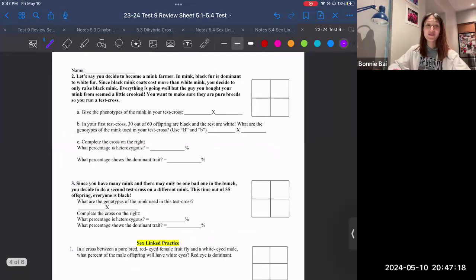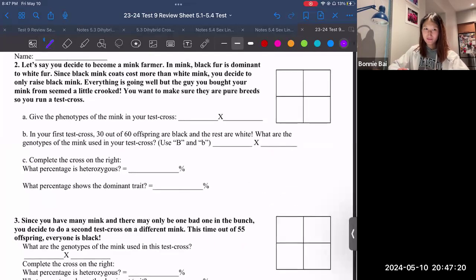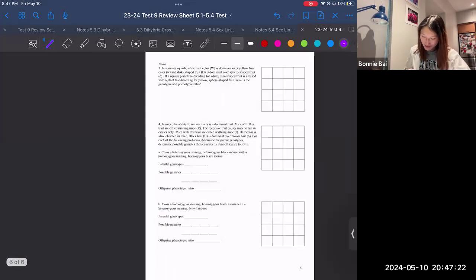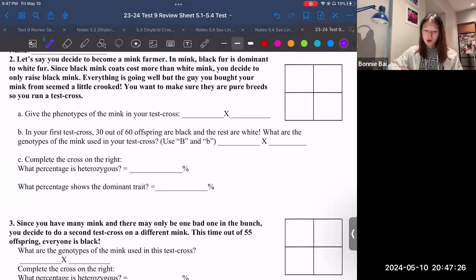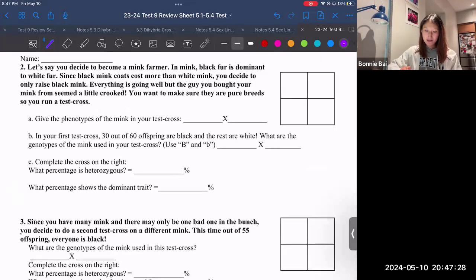Page 3 is done. Only 3 more to go. Let's go. Wait, how many pages are there? Okay, so only 3 more to go. Let's go. Okay. All right. Here we go.